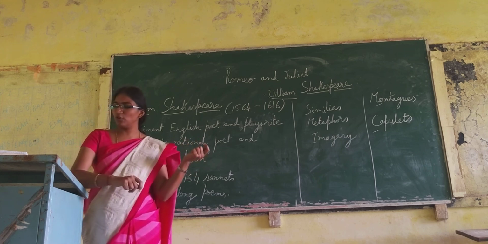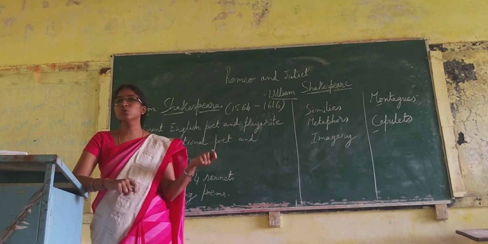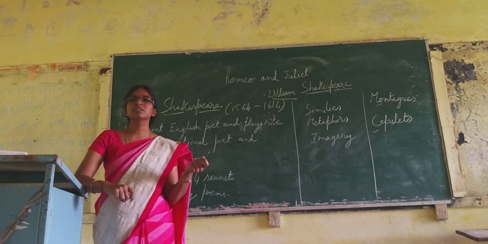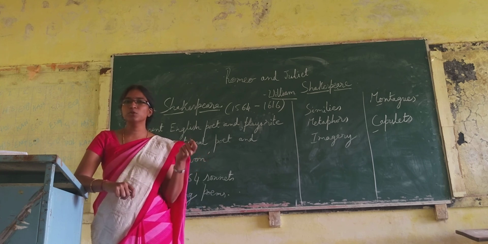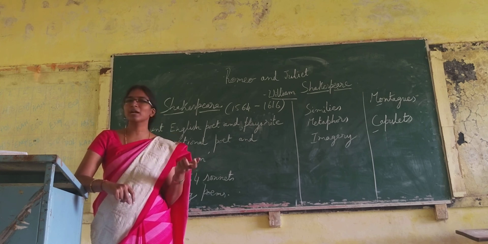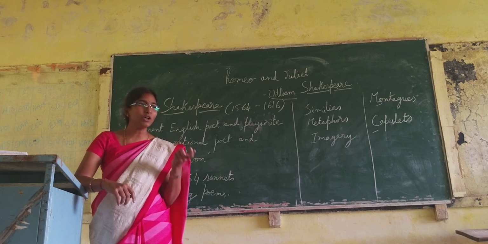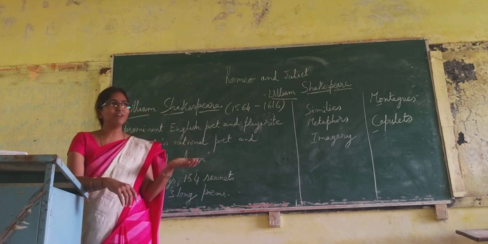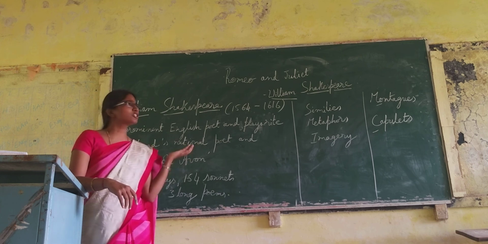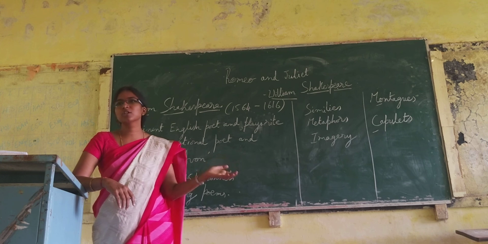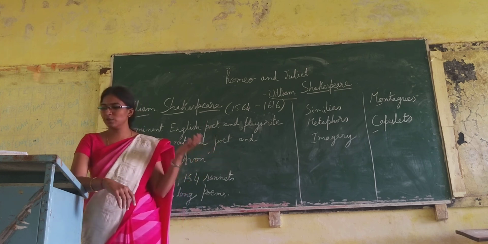Beauty too rich for use, for earth too dear. In this line, he describes the beauty of Juliet as something very, very divine, which cannot be compared with anything on this earth. It's so divine that all the beauty of the earth put together cannot compare with the beauty of Juliet.